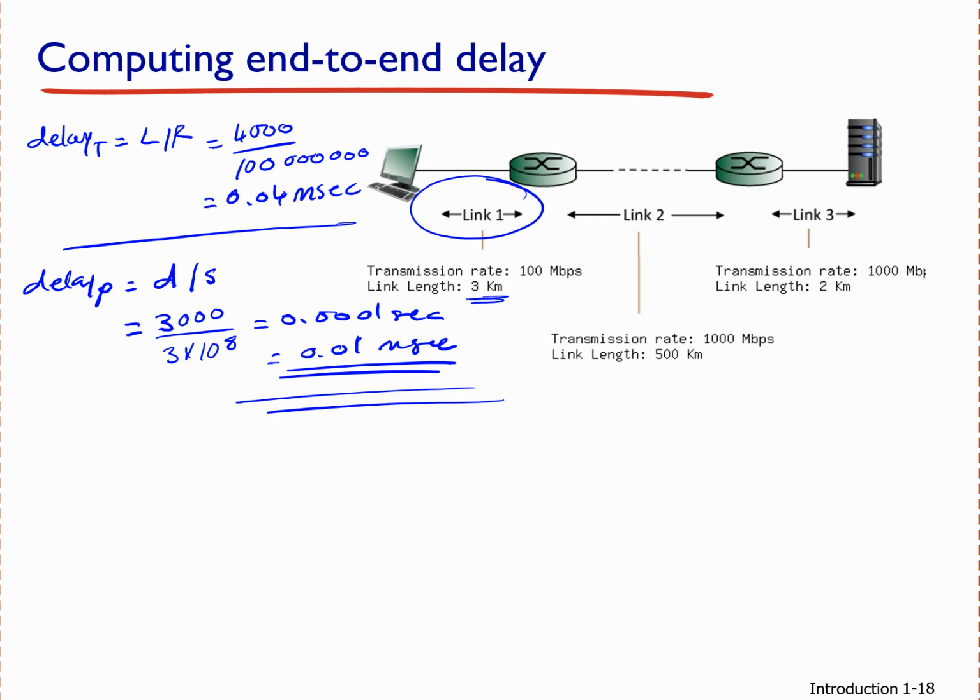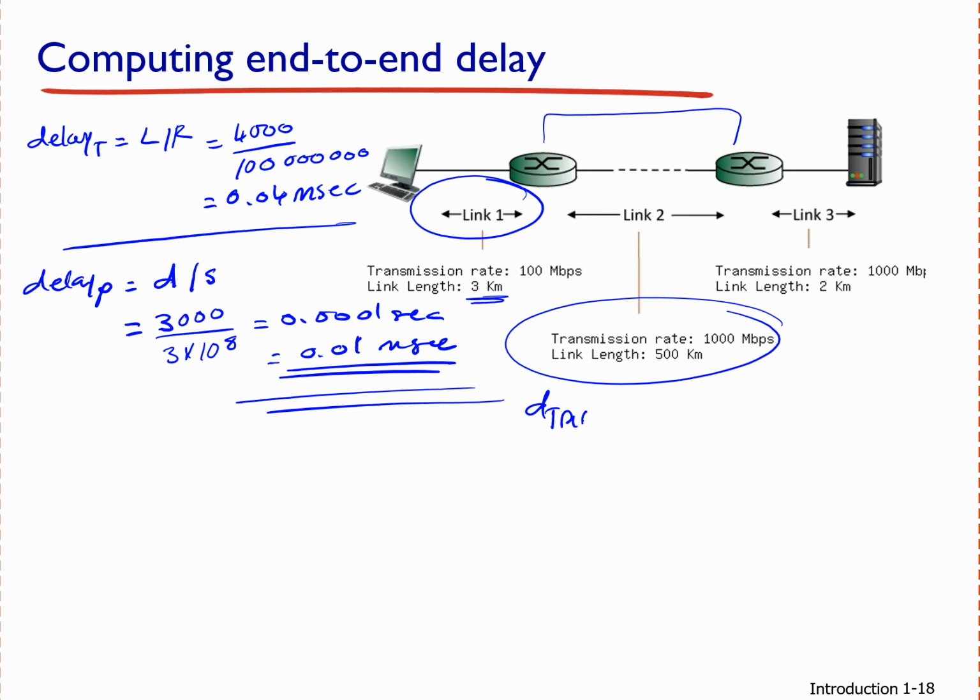Continue our calculations. Let's look at the second link. The second link is the same. We're going to talk about transmission delay and propagation delay. So transmission delay is equal to L divided by R, and here L is the same, which is 4000 bits, divided by the rate, which is 1000, and that equals 4 milliseconds.